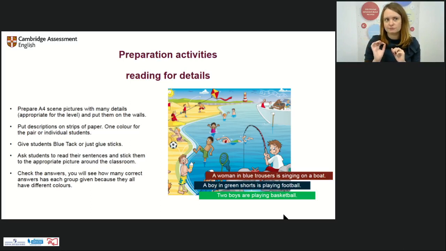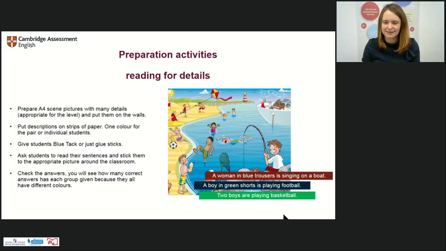So it's a good idea to have sentences about different pictures for one student. So they just walk around and stick the strips of paper to the correct picture. The strips should be of different colors, and it will help you to identify who's made a mistake. After that, as you can see from the slide, I have sentences of different colors, and I can see who's made a mistake. So which color has made a mistake? Which group?